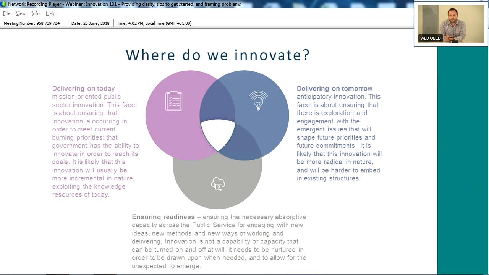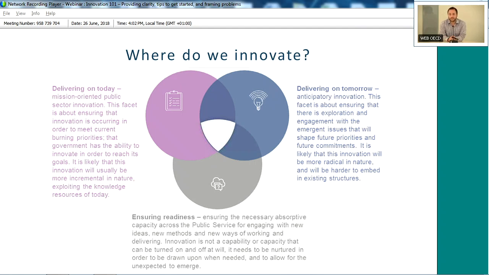So with that said, there's lots of ways to view innovation. We talk about it really in three distinct ways. The first is delivering on today. So when we think about the missions that our ministries have, that our departments have, that our sub-organizations have, we start thinking about how we can deliver on those differently. So how you can start doing mission-driven innovation that's going to produce better value based on your current goals and what you really expect.